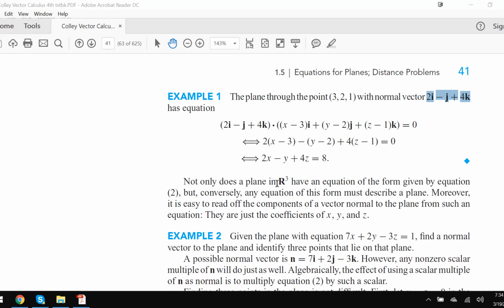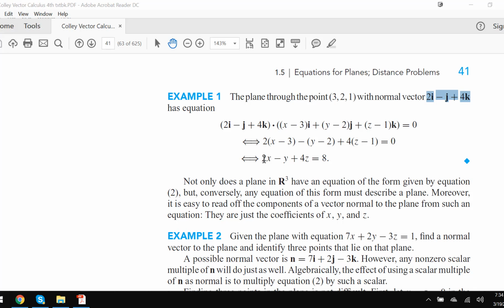So then they say this is kind of an if-then situation. I'm sorry, an if and only if situation. In other words, not only does a plane in R3 have an equation of this form, but conversely, any equation of this form will describe a plane. Moreover, it is easy to read off the components of the normal vector to the plane from such an equation.